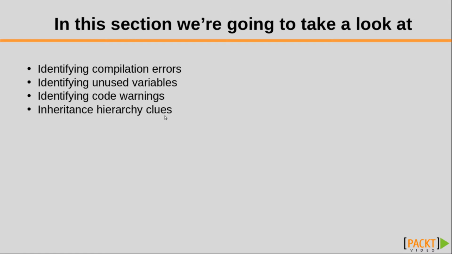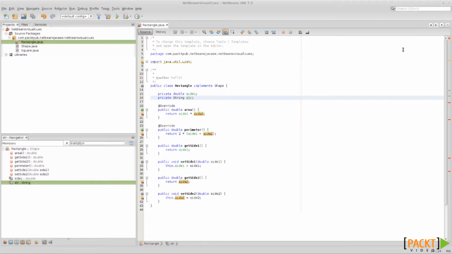Also, inheritance hierarchy clues. That means that if we're working with a class that extends another class or that is extended by another class, we can see which methods we are overriding from the parent and which methods are overridden in the child class. So let's take a look.